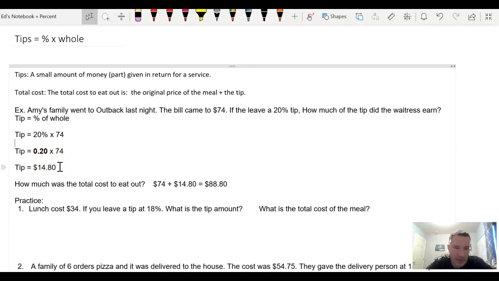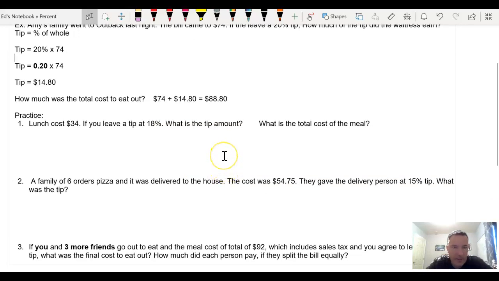Now, if the question says what is the total cost to eat out, we would take the $74 plus the $14.80, add together, and we get $88.80. All right, so let's look at 3 questions. Lunch costs $34. If you leave an 18% tip, what is the tip amount?